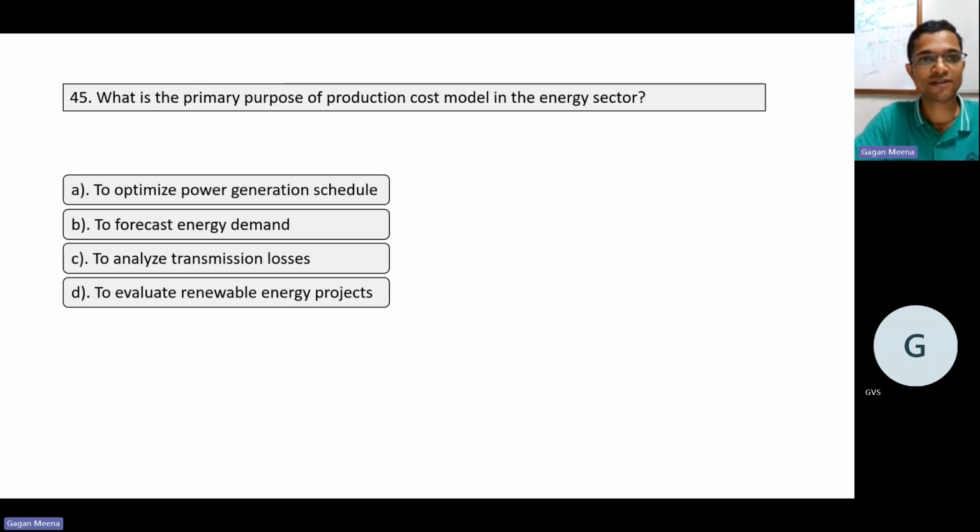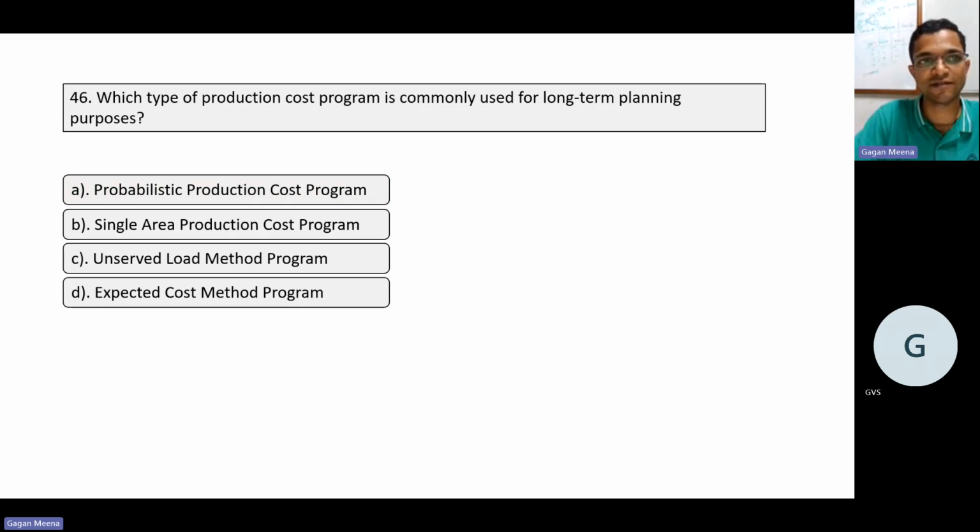What is the primary purpose of production cost model in the energy sector? It is to optimize the power generation schedule, right? Forecasting energy demand is done by forecasting. The main objective is to optimize the power generation schedule.